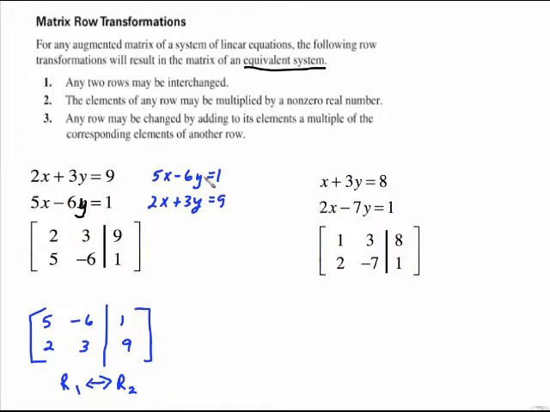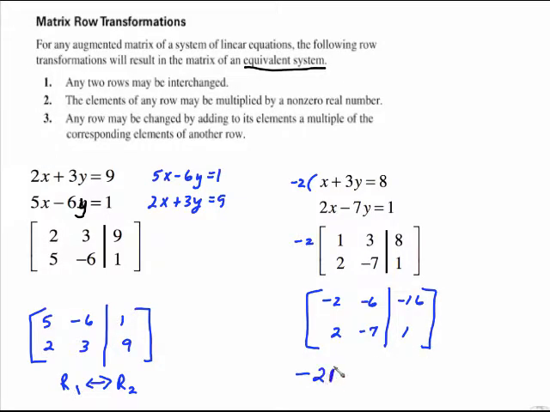Now, number 2 says the elements of any row may be multiplied by a non-zero real number. Didn't we do that back with this system? If I wanted to solve this system, didn't we multiply this through by -2 so that we could cancel those? Well, it's the same idea with this augmented matrix. I may want to multiply this whole row through by -2, and it becomes -2, -6, -16, and I'm not doing anything to the bottom row. Symbolically, what we just did is we did -2 times row 1, and we put it in row 1.